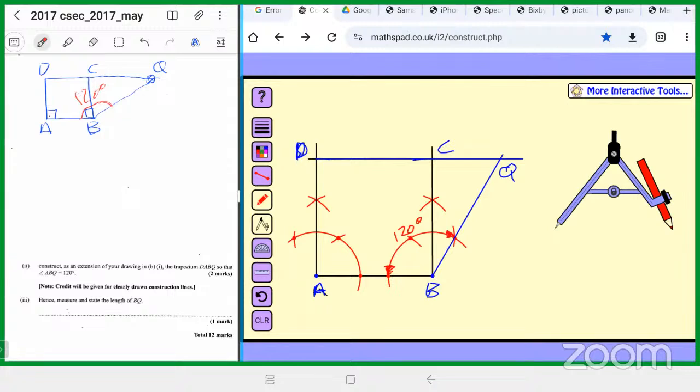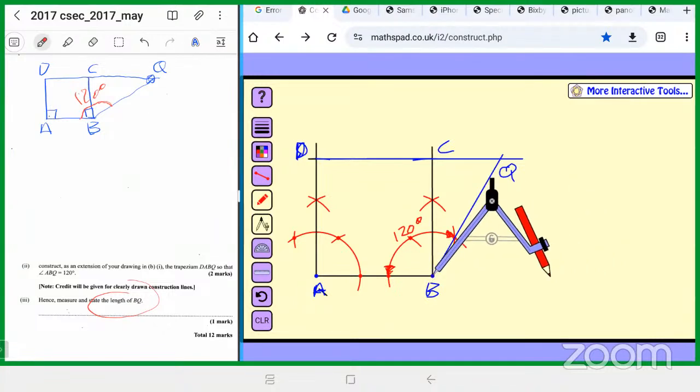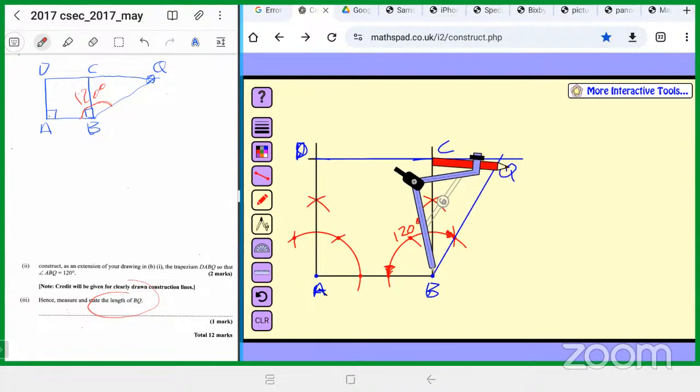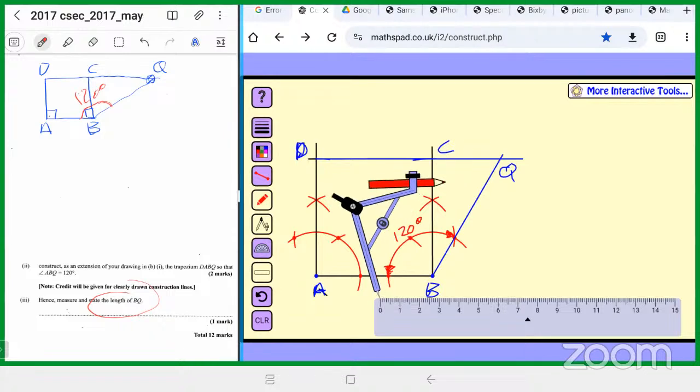Then we must measure and state the length of BQ. Measure and state the length of BQ. So to measure and state the length of BQ, we can use this thing and put it on the ruler. So put 1 point here, the other end out to here to the intersection. Lock it. Bring in the ruler, and move it and measure it on the ruler. I can just use the ruler and measure it still.